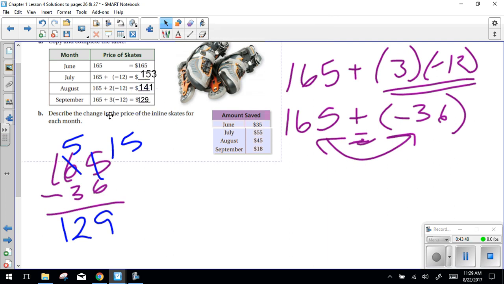Describe the change in price in the inline skates for each month. Okay, so each month we saved an extra what? If you take 165 and subtract 153, you should get 12. If you take 153 and 141 and subtract, you get 12. So each month we save $12.